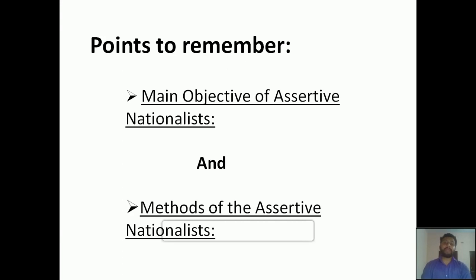And under the title methods, we were having 4 different methods. You might be remembering those 4 different methods used by assertive nationalists, but I am repeating it once again. First method, Swadeshi. Second one, boycott. Third one, national education. And the fourth one, passive resistance. So I think you have studied those parts very well. So without wasting time, we are moving to the next part of the chapter.